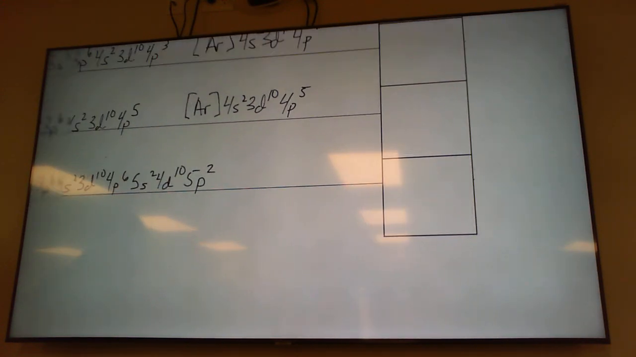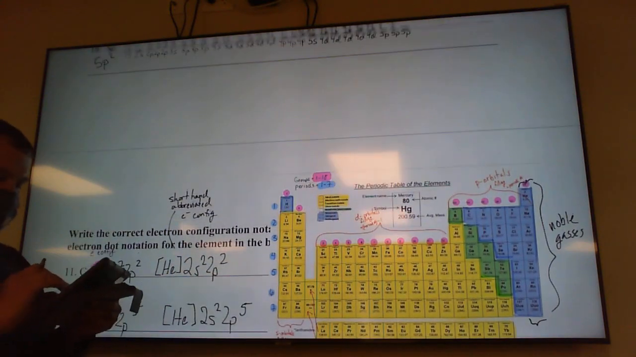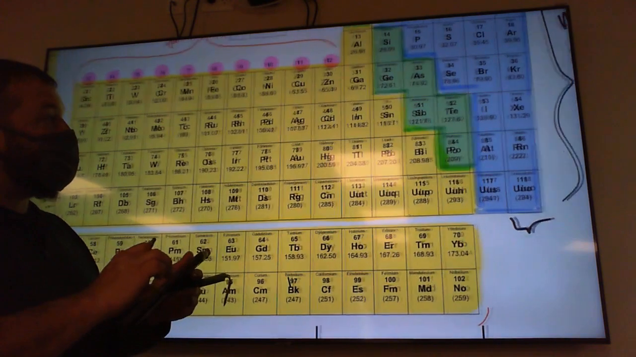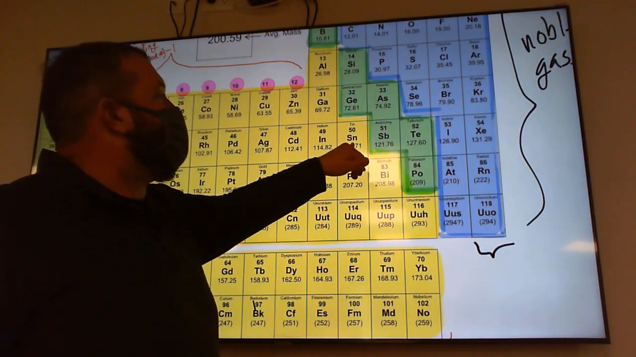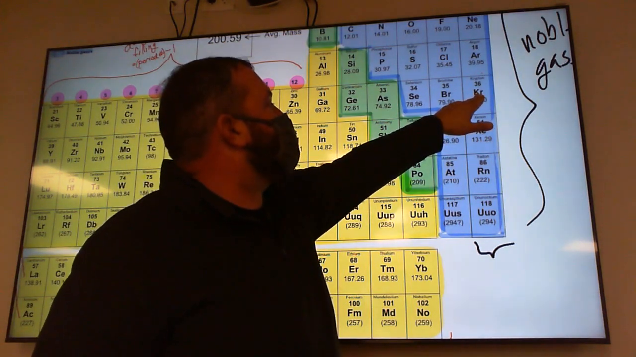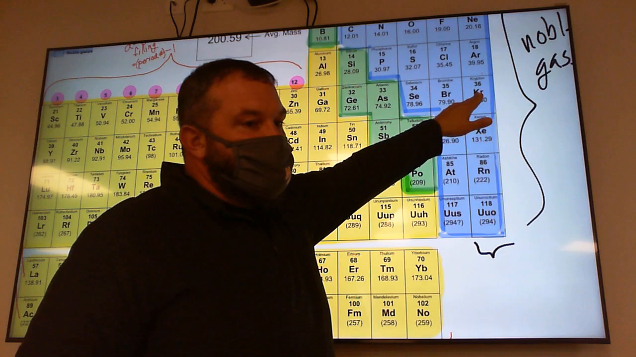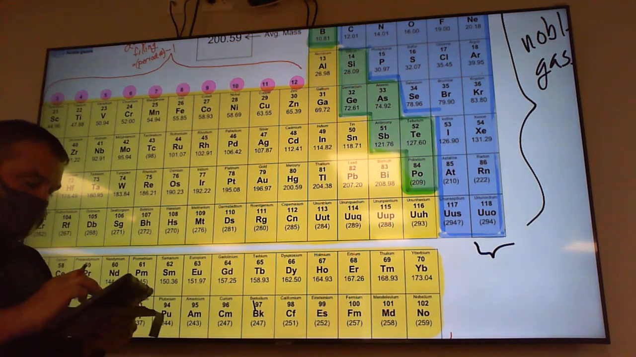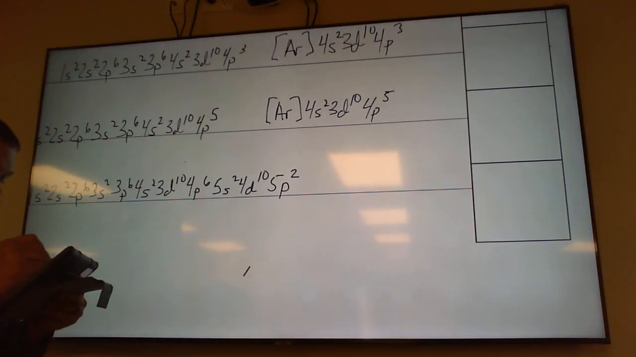And then the last one is tin. I'm going to come over here, find tin. Tin is right here. Tin ends in 5p2. My previous noble gas is krypton. Krypton ends in 4p6. Because krypton ends in 4p6, I know that I need to pick up where 4p6 leaves off, and I have to go to 5p2.